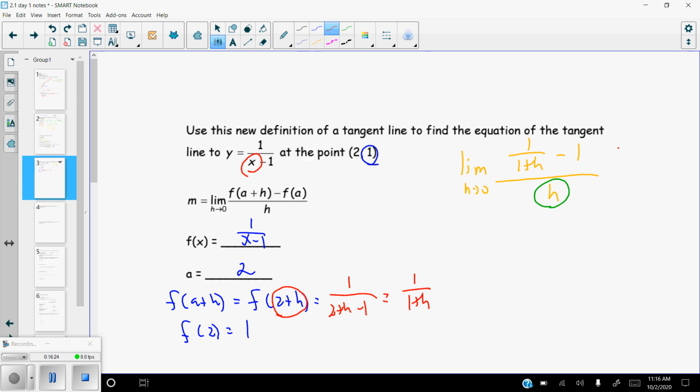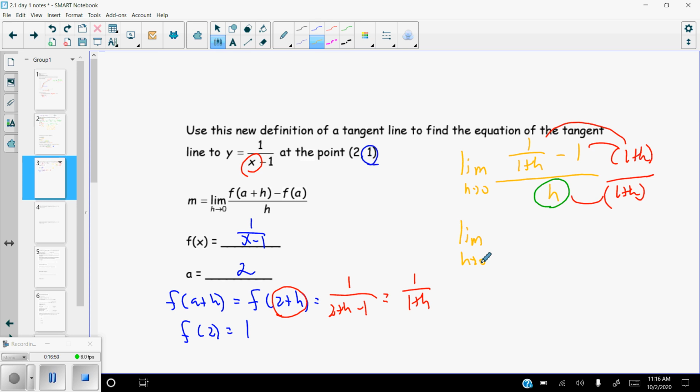So I'm going to multiply everything on the top and the bottom by 1 plus h. That way I'm maintaining the dynamic of the fraction. It's not changing it. So I'm going to multiply 1 plus h times this one, and times this one. So I'm not changing anything. I'm just going to change the way it looks. So I'm still taking the limit.